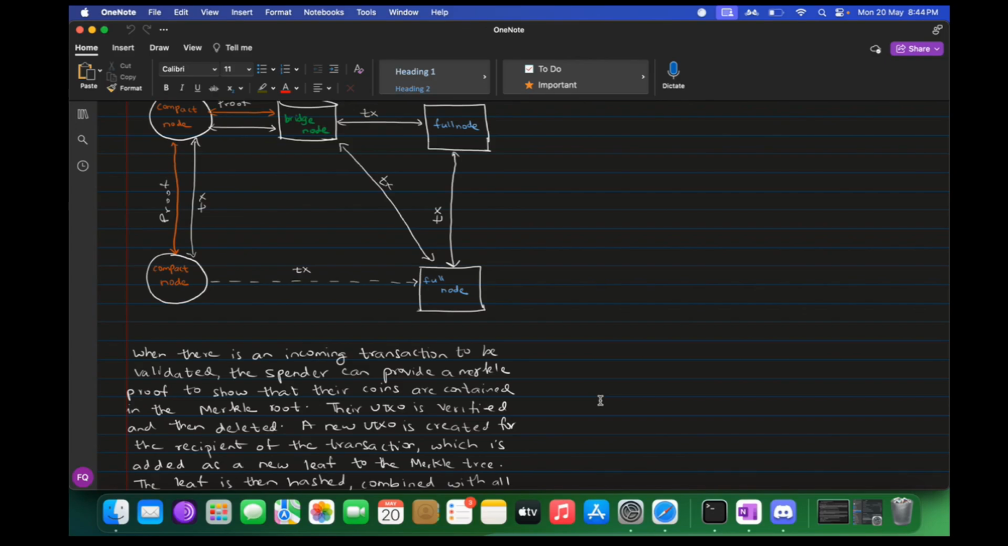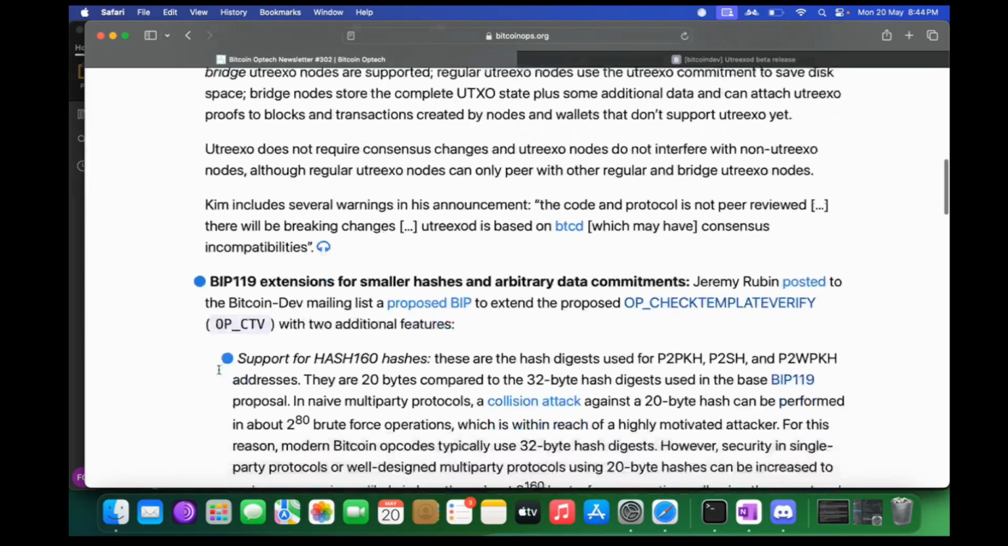So tap scripts and Merkle roots of transactions are two places where we already use Merkle trees, and I'm sure there are a lot of other places where we use Merkle trees. But yeah, this could be a third implementation at least. So that is all I had to share about UTreeXO. Let's go to the second news article.